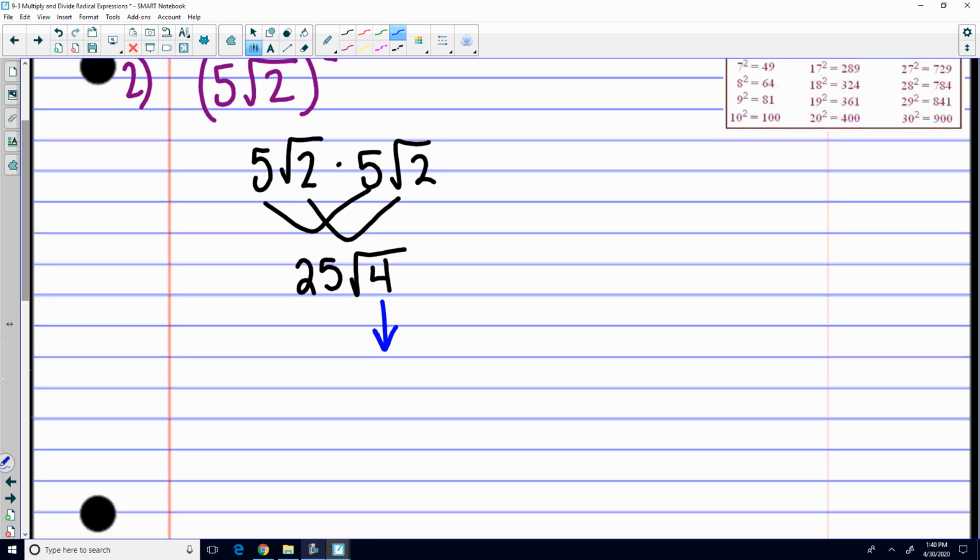Draw my arrow down, it becomes a 2. I took everything out of the radical, so I'm not going to have a radical in my answer, and I'm going to multiply this. 25 times 2 is 50. So there's your final answer.